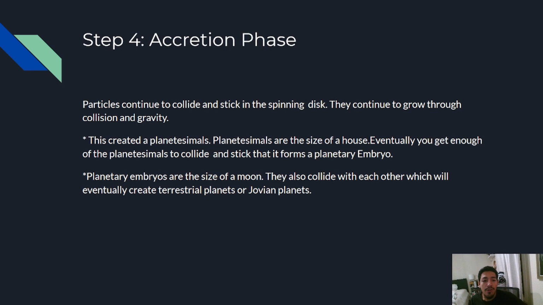The fourth step is the accretion phase. Particles continue to collide and stick to the spinning disk. They continue to grow through collision and gravity. This creates a planetesimal. Planetesimals are the size of a house. Eventually you will get enough of the planetesimals to collide and stick that it forms a planetary embryo. Planetary embryos are the size of a moon. They also collide with each other, which will eventually create terrestrial planets and Jovian planets.